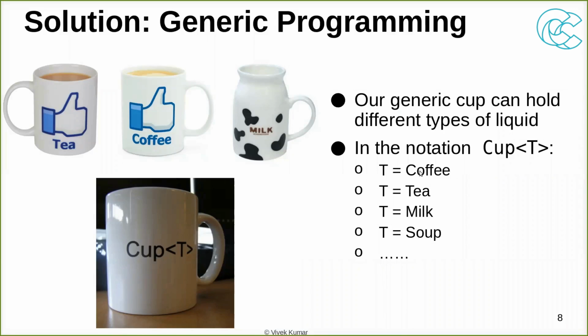So this is what is called a generic cup, because it can hold any liquid. And the notation that we use here is Cup, angular brackets, type T. So T can now be any type. So you can pour milk into it or soup into it or any liquid into it, right? So that's the essence of generic programming.